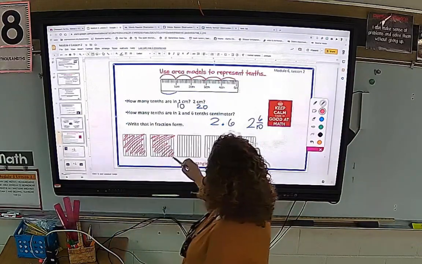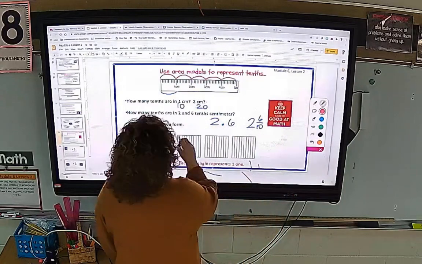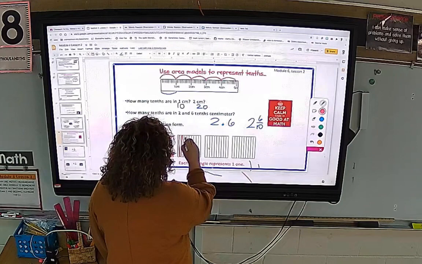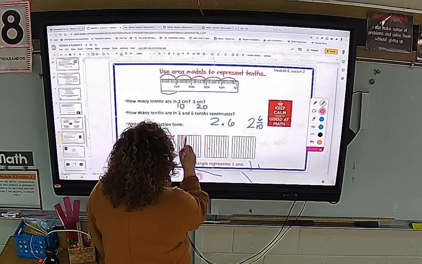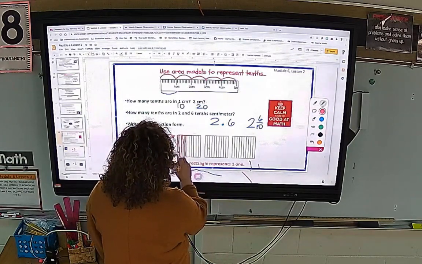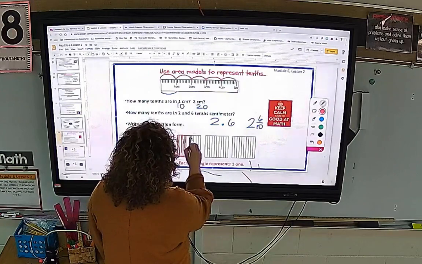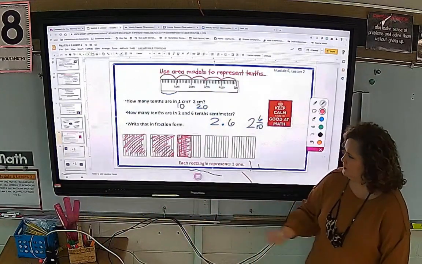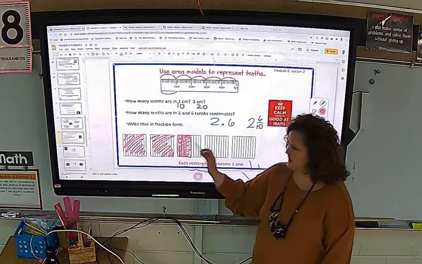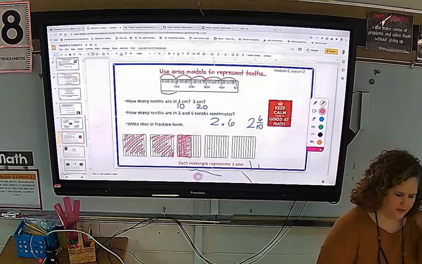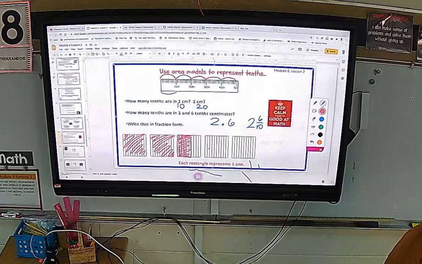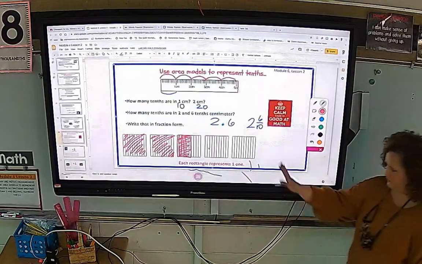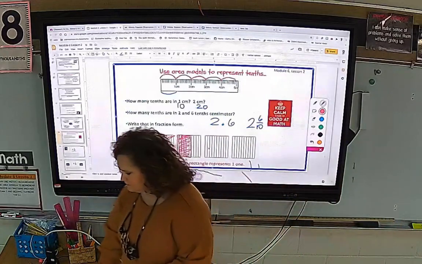10 times. Yeah. All right, and then 6, I'm going to go 1, 2, 3, 4, 5, 6. I'm going to draw a box around 6. Okay. 2 6/10. So that's what it looks like on the area model. Okay. So we're going to do some of these. I just wanted for you to see it first.